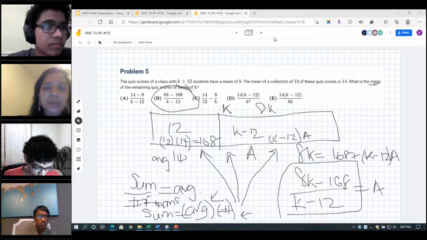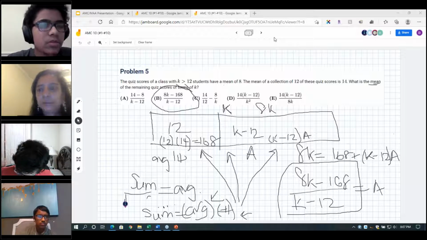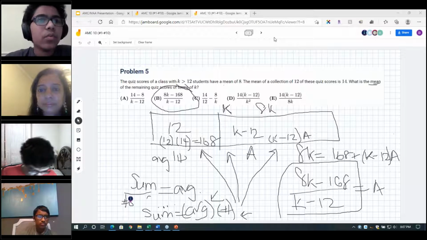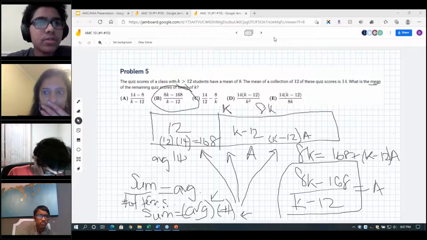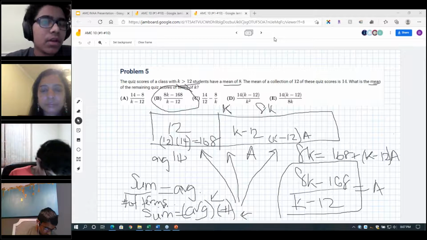Can you really quickly repeat the process? I think there are several people who are asking if you can just go over it once more, a little slowly. Sure. So we have K students. They have a mean of 8. A collection of 12 of these have an average of 14. So what is the mean of the remaining quiz scores?